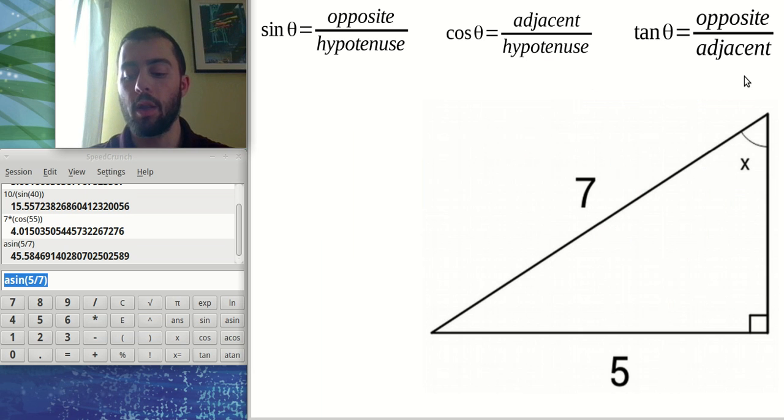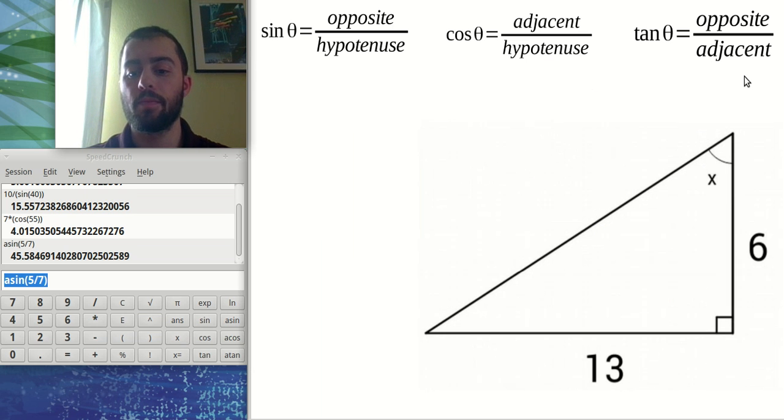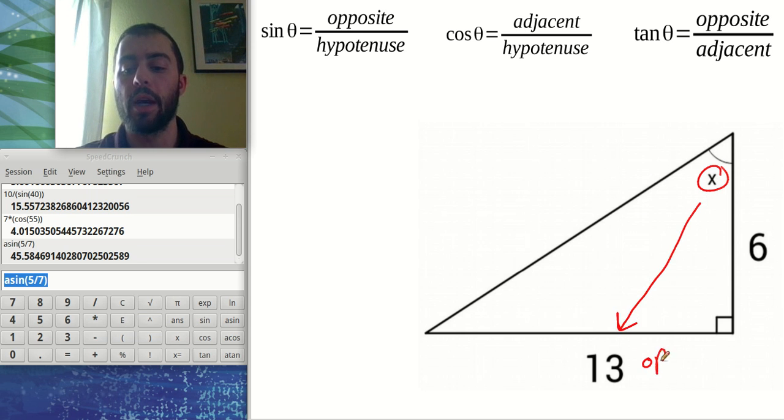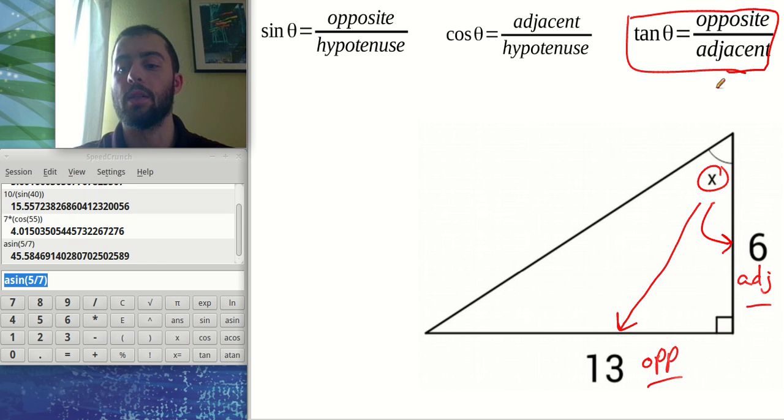All right, so we'll look at one last example here. We have a similar problem, where we have an unknown angle x here, and we have two sides. So first thing, identify which trig function to use. We have the opposite side from angle x is 13, and we have the adjacent side to angle x is 6. So in this case, we have the opposite and the adjacent. That tells us we're going to use the tangent function. All right, so tangent is opposite over adjacent.